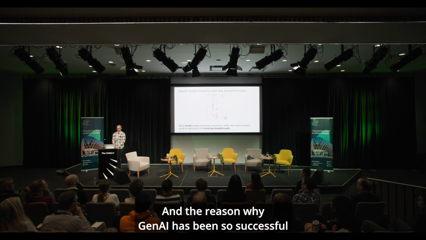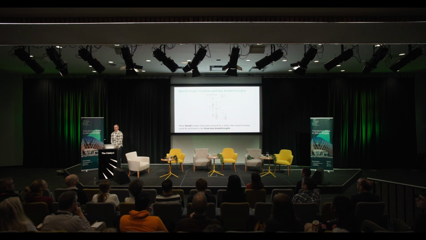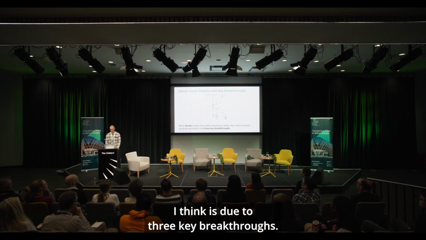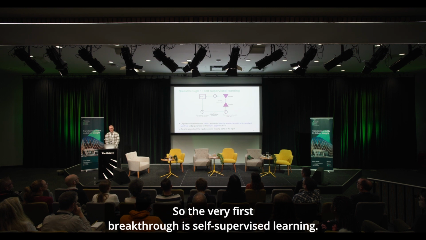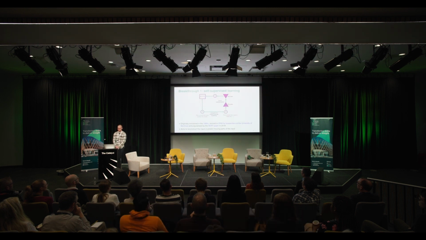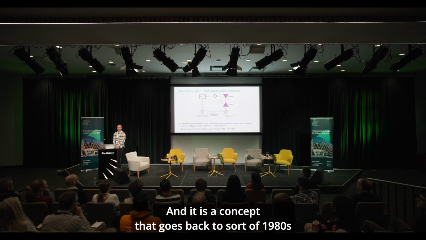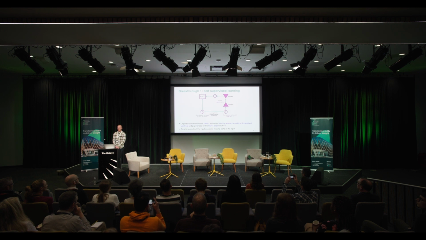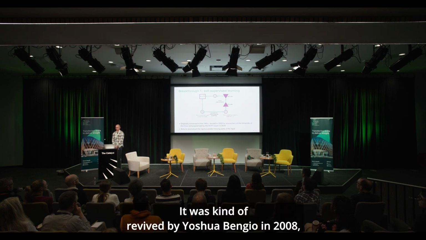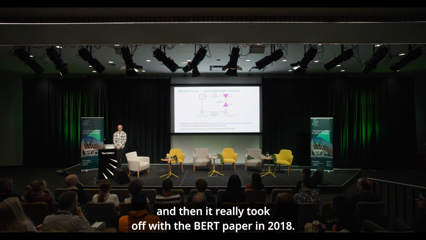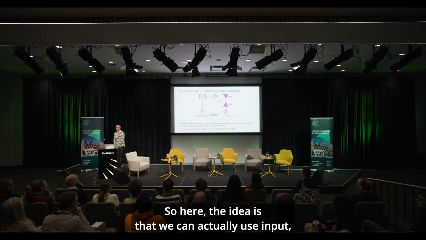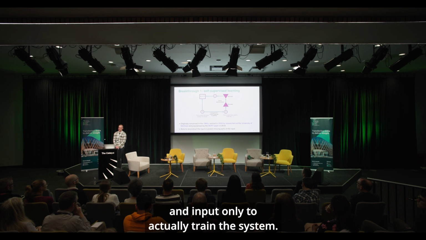And the reason why Gen AI has been so successful and captured the attention of so many people, I think, is due to three key breakthroughs. The very first breakthrough is self-supervised learning, a concept that goes back to the 1980s with the denoising autoencoder. It was revived by Yoshua Bengio in 2008, and then it really took off with the BERT paper in 2018.